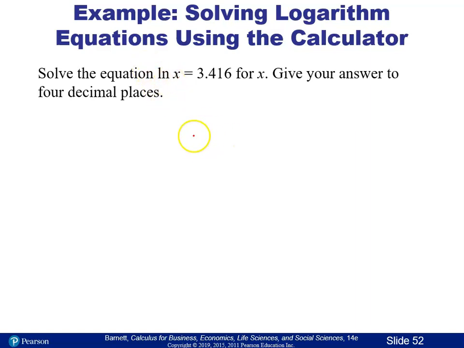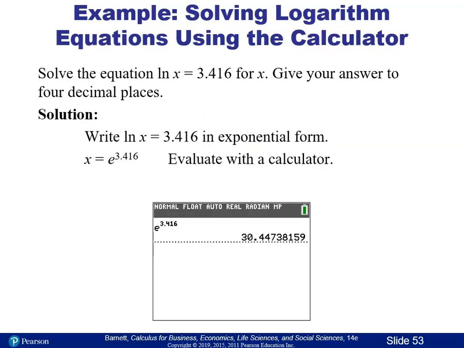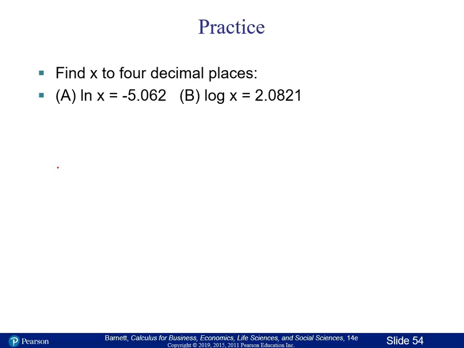Okay, if we have one like this, we've got the ln of x is equal to 3.416. ln has an understood base of e, so it's going to be e to the 3.416. That's going to be equal to x. And then just put that in your calculator to get your answer. Okay, so it looks like 30.447, and then the 8 is going to round the 3 up to a 4 for your answer. Okay, again, here's some to practice on.